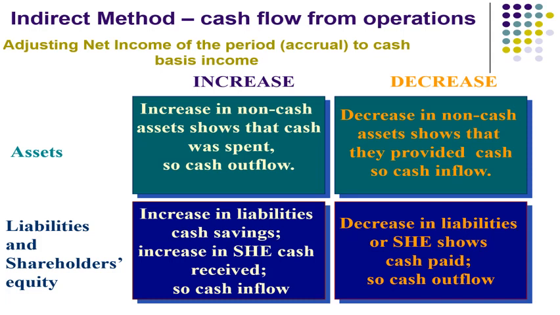Then shareholders' equity, again we are saying increase in SHE. SHE stands for shareholders' equity, and it means a cash inflow. If our capital increases, then it's an inflow. And if the capital decreases, then it's an outflow. When you master this, then it is going to be easy for you to prepare a cash flow statement using an indirect method.